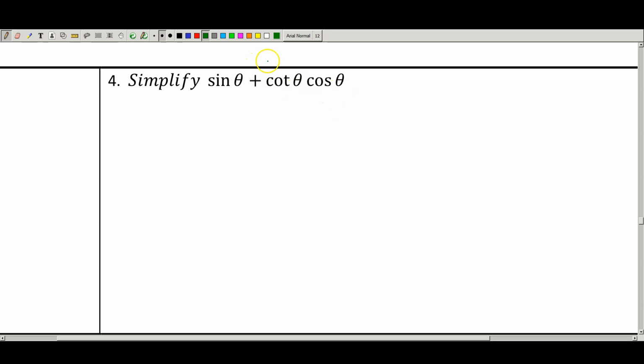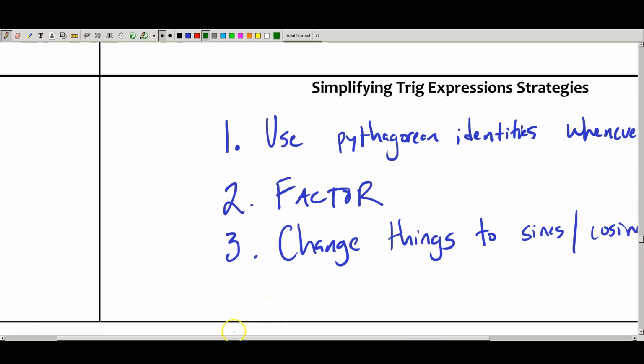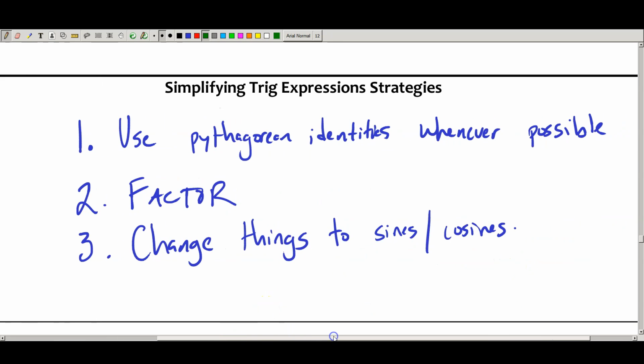If we think about our menu of strategies, remember these types of problems, there's not necessarily a set process. You have to do this, that, or the other. It's kind of like a puzzle, and you have to use strategies to solve the puzzle. This is what we came up with yesterday. We can use trig identities whenever possible. Sometimes we're going to factor the expression to help us. Change things to sines and cosines is one of the strategies, and those are the three that we really hit on.